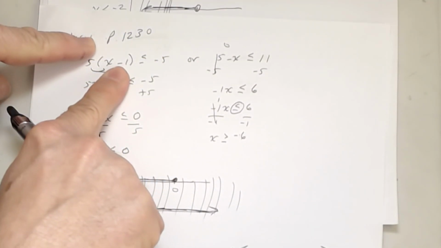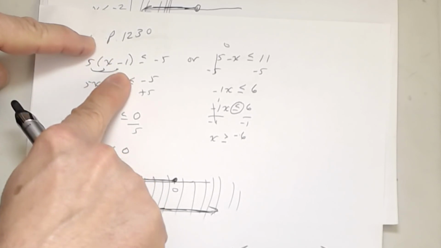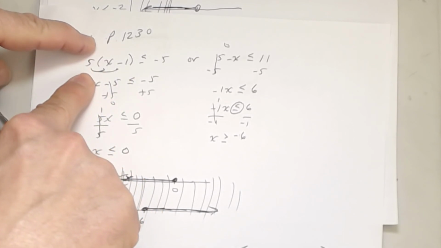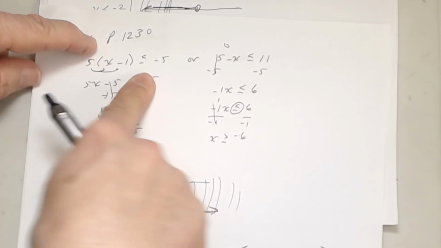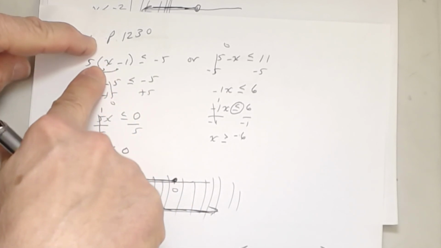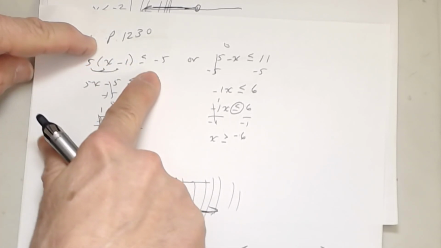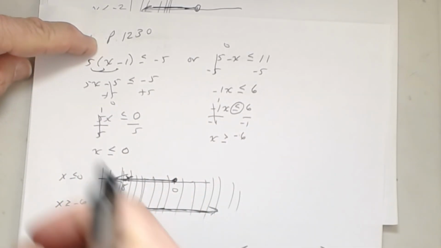What's negative 8 subtract 1? Negative 9. Negative 9 times 5 is negative 45. Is negative 45 less than or equal to negative 5? Yes. So is negative 8 a solution?